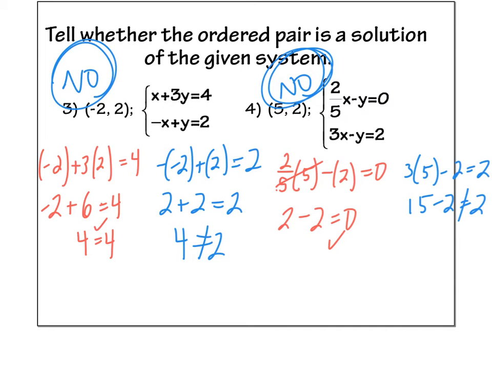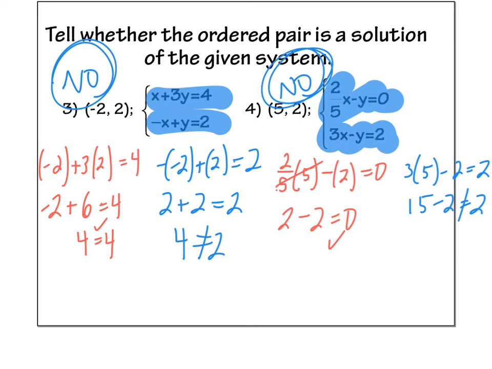Okay, at this time, hopefully you have attempted 3 and 4, and it turns out that neither one of these are solutions. Negative 2 comma 2 for number 3 is not the location where these two lines intersect. And on number 4, 5 comma 2 is not where these two lines intersect either. So now what we're going to do is take these lines and actually graph them to figure out the exact location where the two cross and intersect.